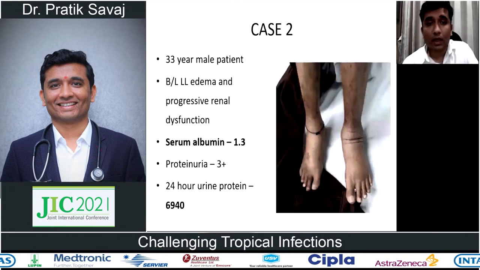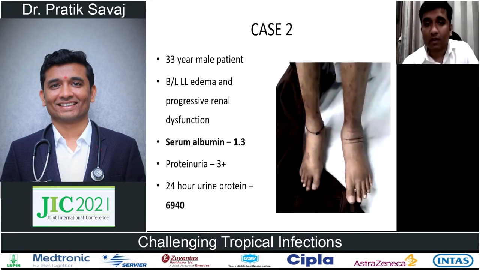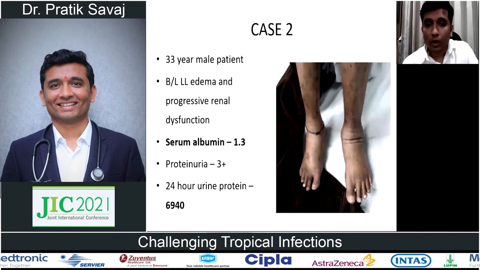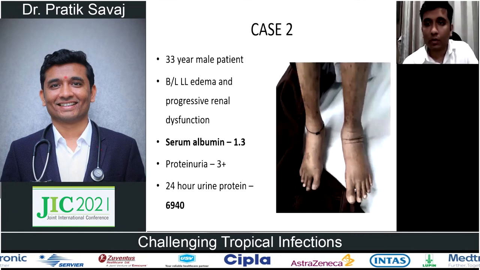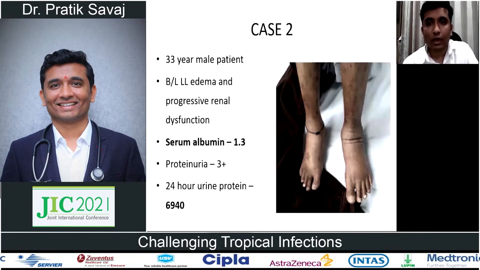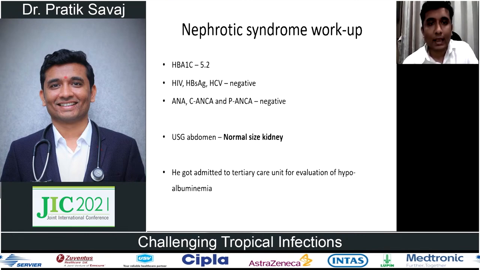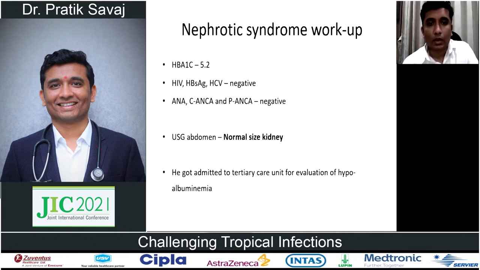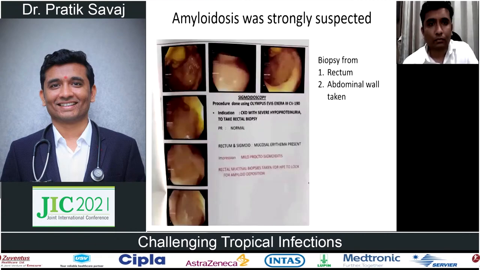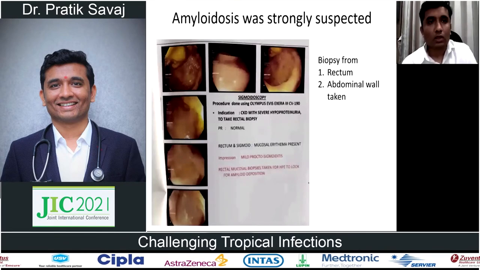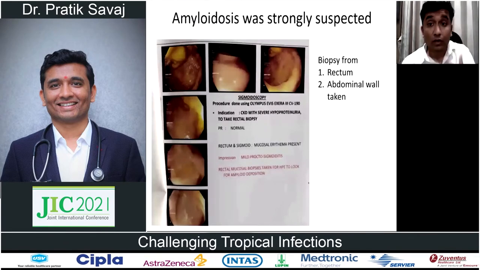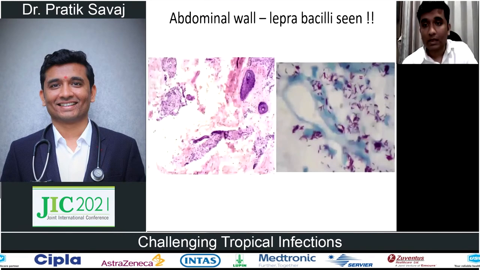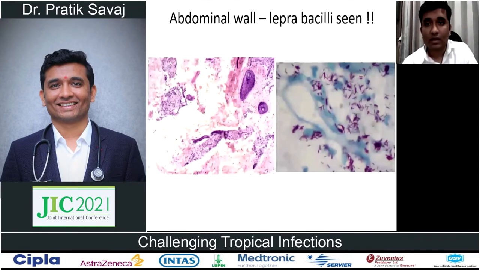So, in a particular male patient, he presented with bilateral edema, albumin of 1.3, 3 plus proteinuria, and 24 hours urine protein was 6 grams. So, basically, evaluation of nephrotic range proteinuria. You can see the basic workup was quite normal and the kidneys were normal. The nephrologist somehow suspected amyloidosis. So for that reason, a biopsy from the abdominal wall was taken. And to our surprise, lots of amyloid, I would say.